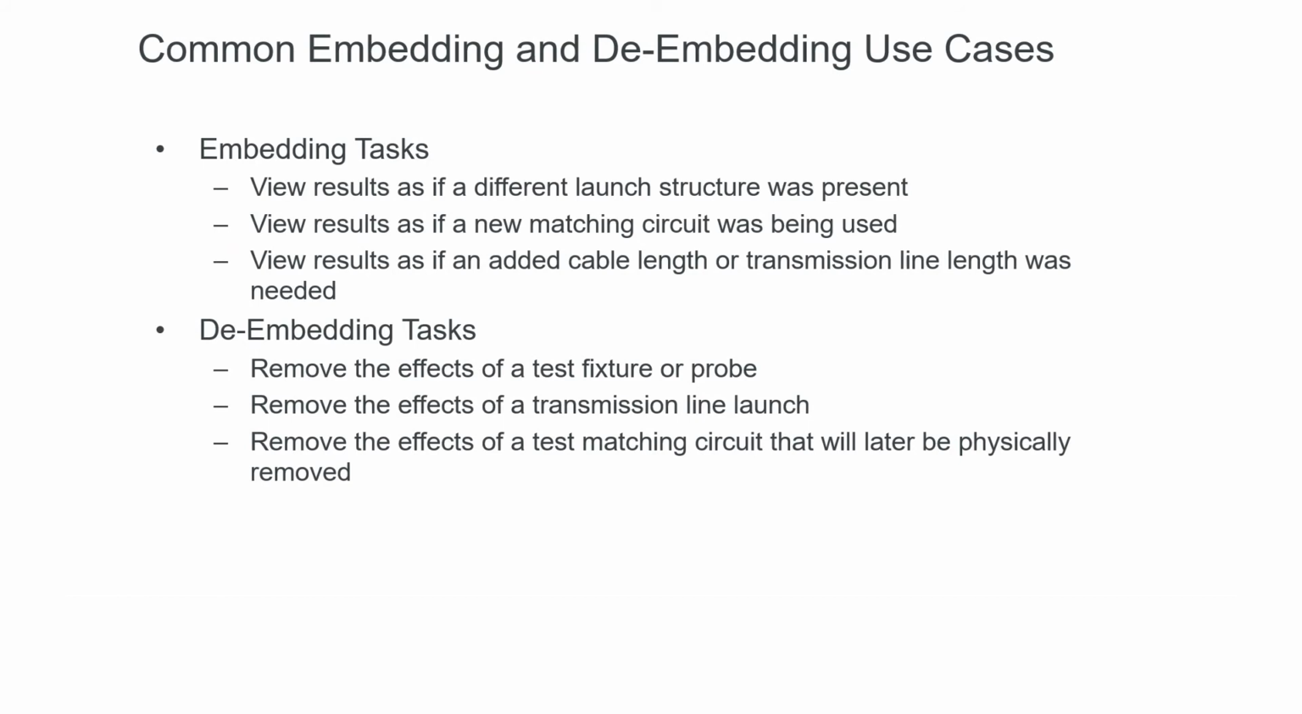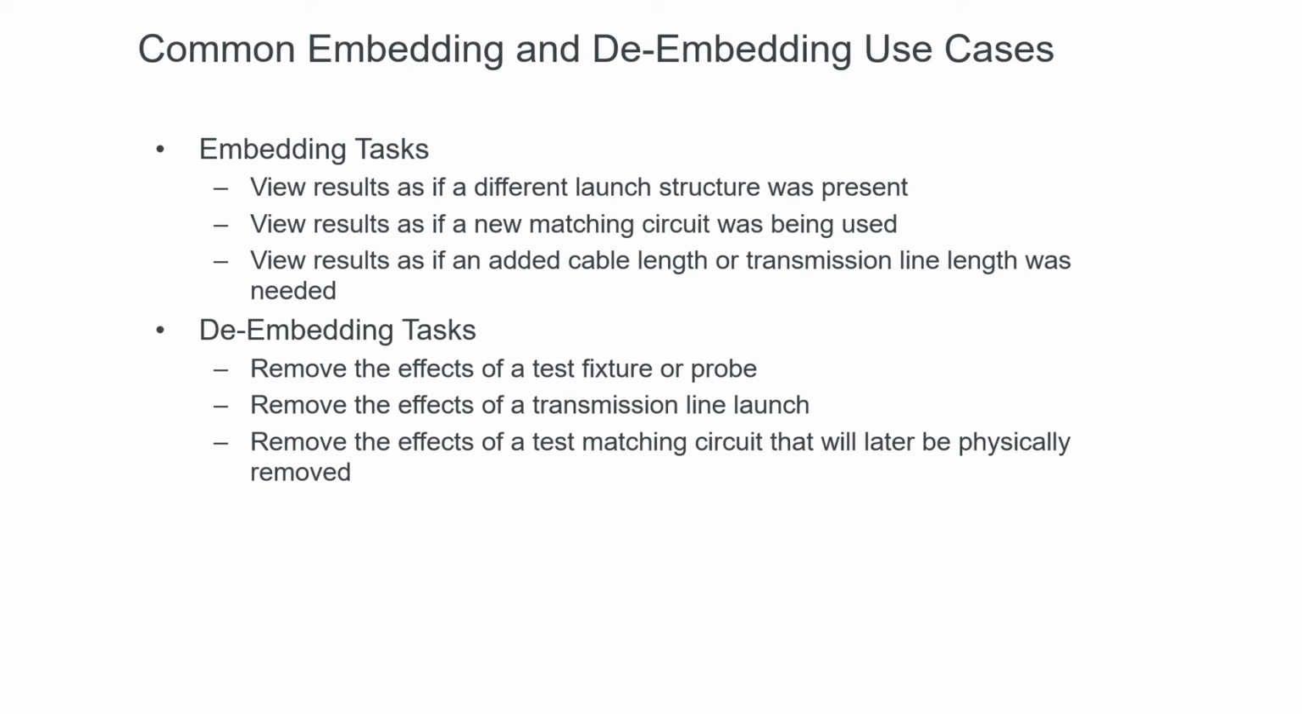So to summarize embedding and de-embedding, we can view results as if a different launch structure was present. We can have an embedding task where we're adding something and we want to visualize it on the screen live with that launch structure present. We can also look at measurements with some matching circuit applied that we've gotten from our simulator, and we can view that result live with that matching circuit applied. Or we can add a cable length or a transmission length or a launch as needed. So that's in the case of the embedding, where you're adding some network.